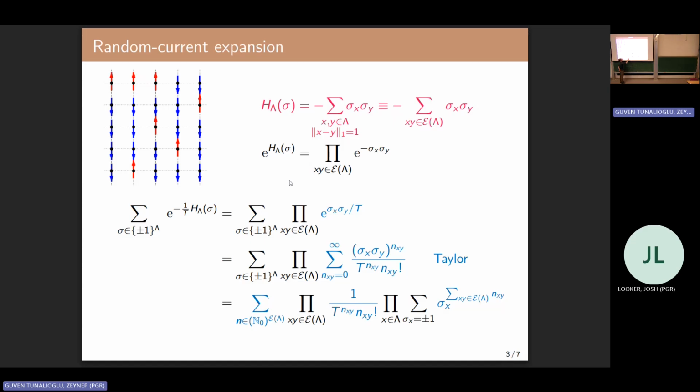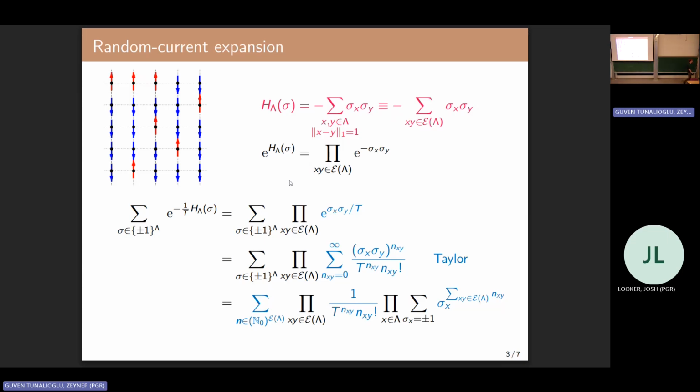This is what we call a random current, because to every edge it assigns an integer. So you can represent this as writing multiple edges. We still have this factor that comes from the Taylor expansion. And now, instead of summing over all configurations at the same time, we can just sum over configurations at specific sites. We need to sum over configurations that have +1 or -1 at each separate site. Okay. Any questions on the derivation?